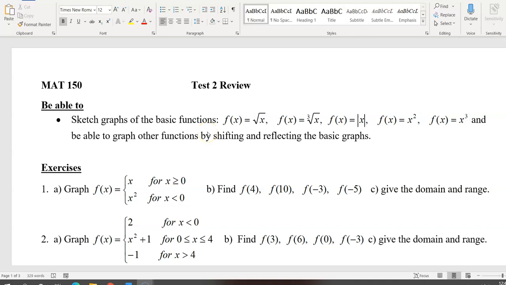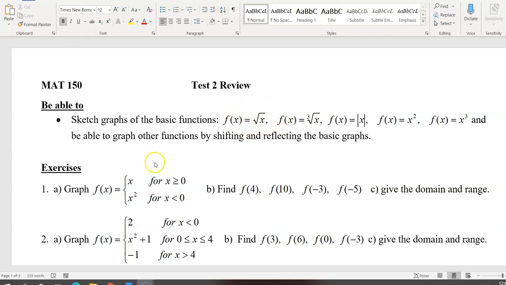Okay, so let's look at the review for test 2. Notice the very first thing says that you need to know all of these library functions that are listed here. So let's just graph them real quick. You may want to put these on the note sheets that you're allowed, because you are allowed 2 pages.